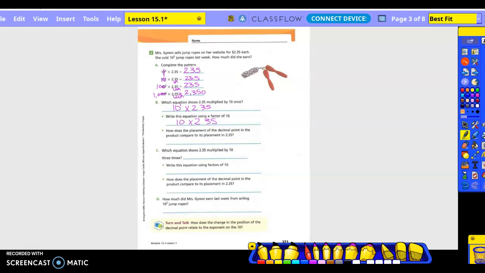Okay, so the decimal is one place further to the right. Which equation shows 2 and 35 hundredths multiplied by 10 3 times? So which one shows that? Which exponential power? So 10 to the third power.